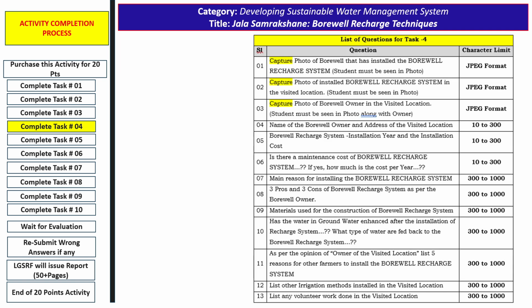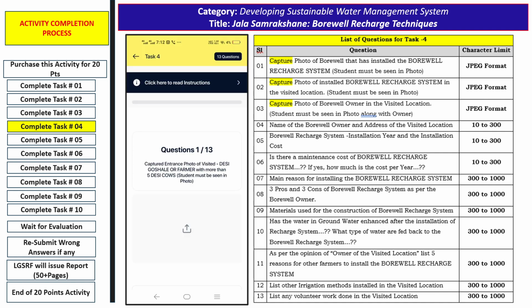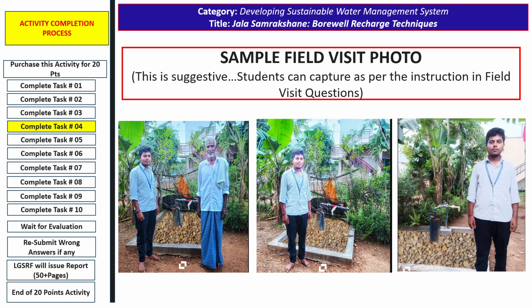These are the questions in task number 4. The first three are capturing photos. Three photos are to be captured, and the rest are theoretical. You just have to collect the answers from the visited location and summarize there. Answers are to be fed to the mobile app. This is the sample field visit photo. This student conducted a survey with a farmer who has adopted the filtration system, that means the borewell recharge system. You can see that he has implemented this filtration system, and then he captured the photos.